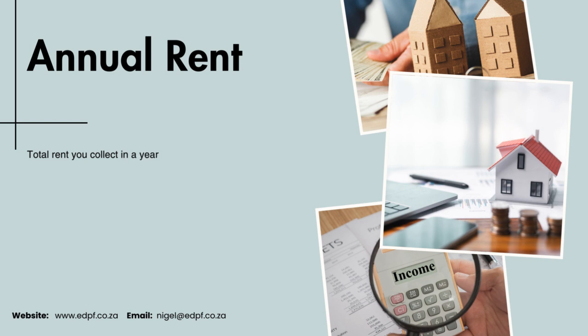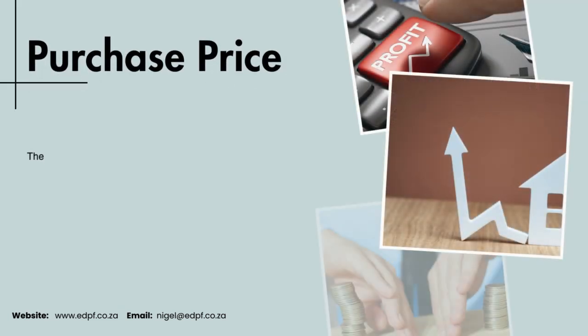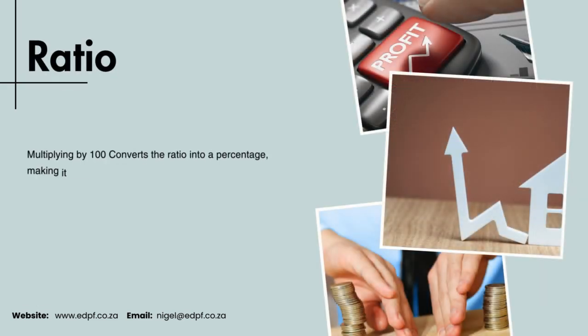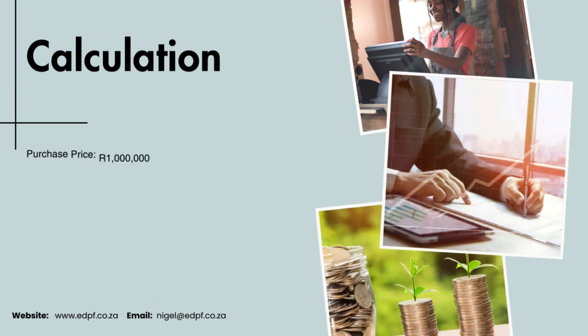Annual rental income is the total rent you collected in a year. Purchase price is the cost you paid for the property, and multiplying by 100 converts the ratio into a percentage, making it easier to interpret the yield. For example, if your property generates 100,000 Rand in rental income annually, and you bought it for 1 million, you would calculate the yield as follows: 100,000 divided by 1 million multiplied by 100, giving you a 10% yield, indicating that it generates 10% of its purchase price annually in rental income.